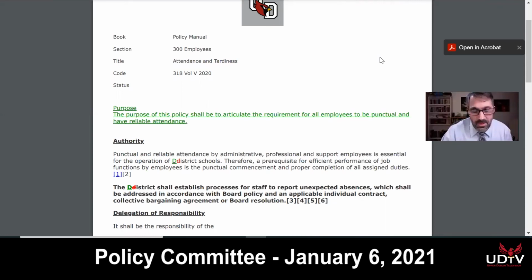Like other PSBA policies, they don't even respect their own headings very well. The section that's under authority is not actually an authority statement.